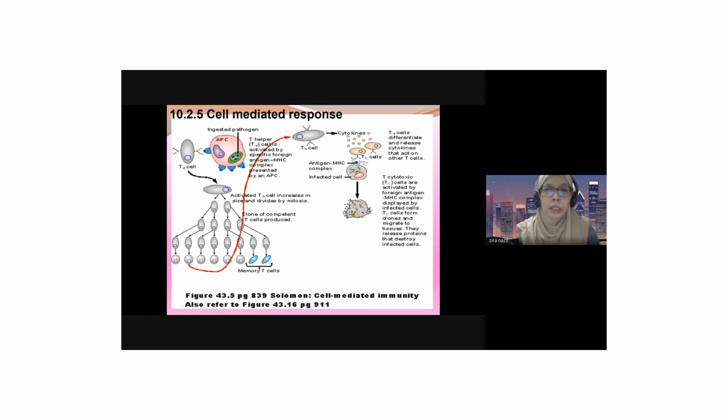So normally TC cells and natural killer cells destroy tumor cells, and the mode of action is by apoptosis or programmed cell death, because they have enzymes known as granzymes, and there are perforins to make a pore so that granzymes can destroy all the infected cells.